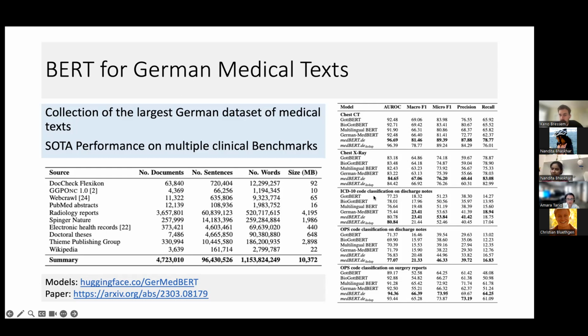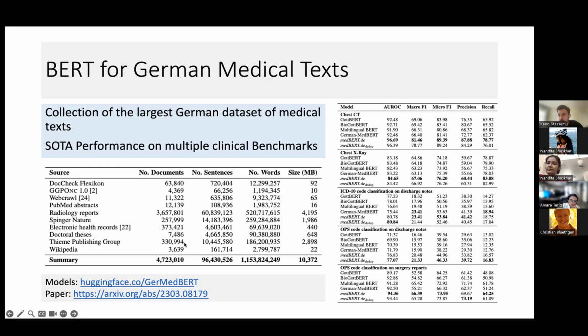We cooperated with a company who specializes in ICD-10 code classification and coding, like OPS code classification, on surgery reports and discharge notes. There were up to 100 labels. And here again, the medical models mostly showed the best performance, except for the German BERT model, which was a tiny bit better in 2 metrics.